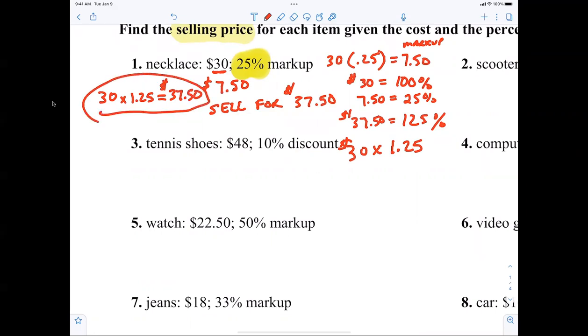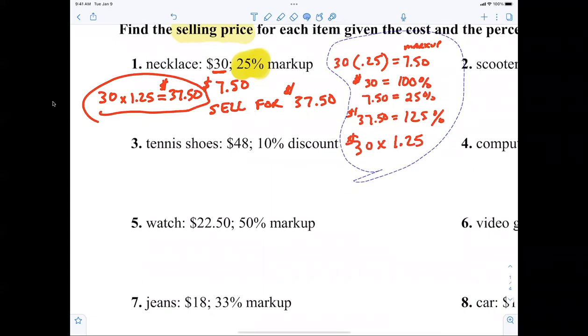That's what I want you to think about. Basically, you just add up the full price plus the 25%. Okay, now we're going to continue. Again, that's what I'm saying. I really want your attention.